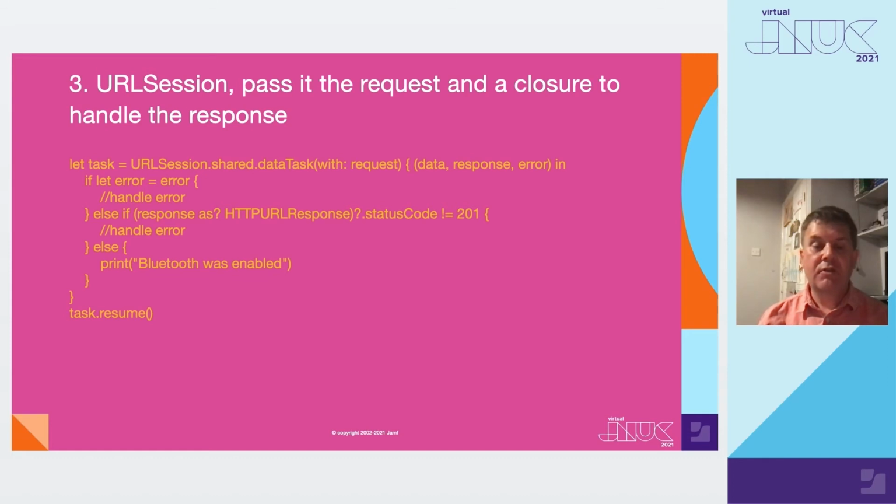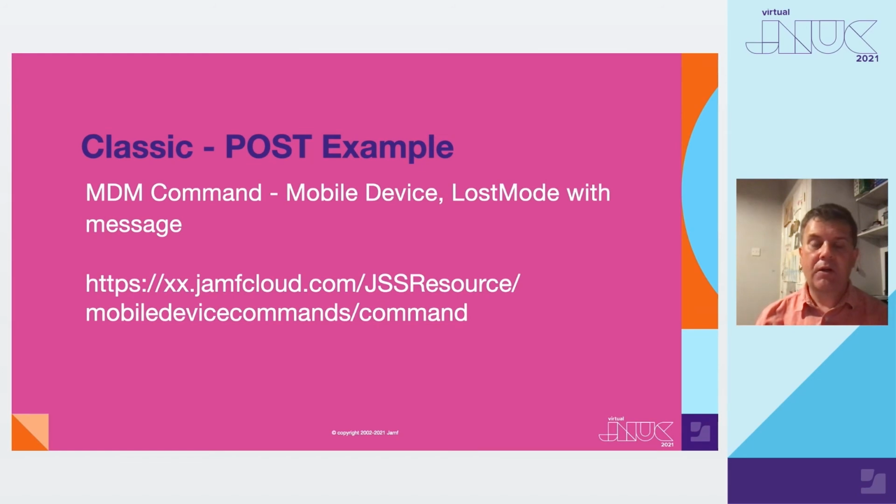And then we create the session. As before, we're going to handle the error. We're going to look for the response code. In this example, 201 will be the response code we want to get back. If it's not 201, we handle the error. Otherwise, if you get past that, we know as far as the Jamf Pro server is concerned, that command has been sent. So a very simple MDM command. Now, some are slightly more complicated. The next example is another MDM command, but this time using the lost mode command.